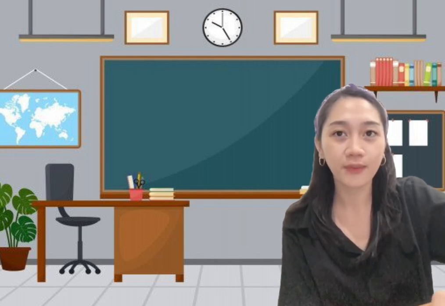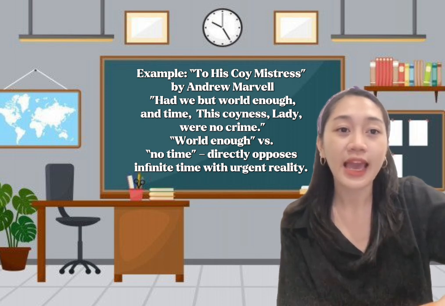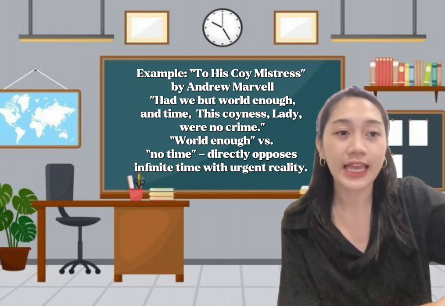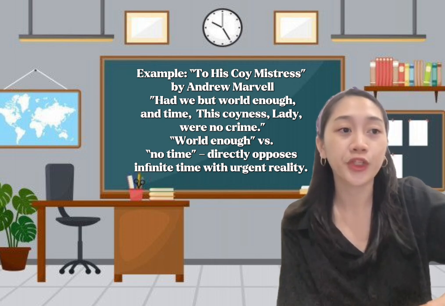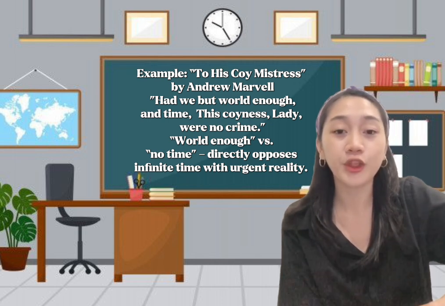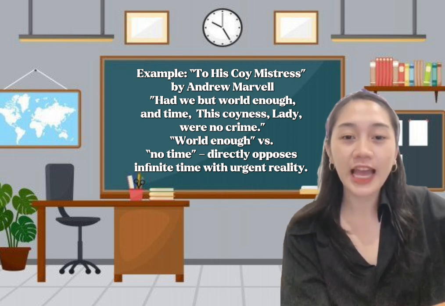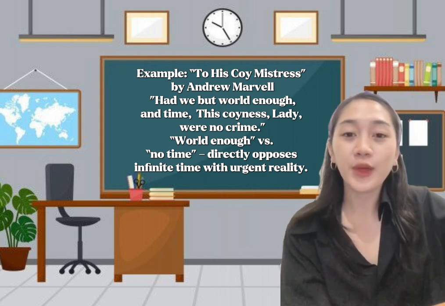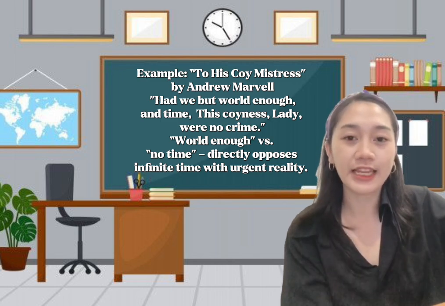For example, To His Coy Mistress by Andrew Marvell. Had we but world enough, and time, this coyness, lady, were no crime. World enough versus no time directly opposes infinite time with urgent reality. The speaker compares having a lot of time with having very little time to show urgency in love and life.